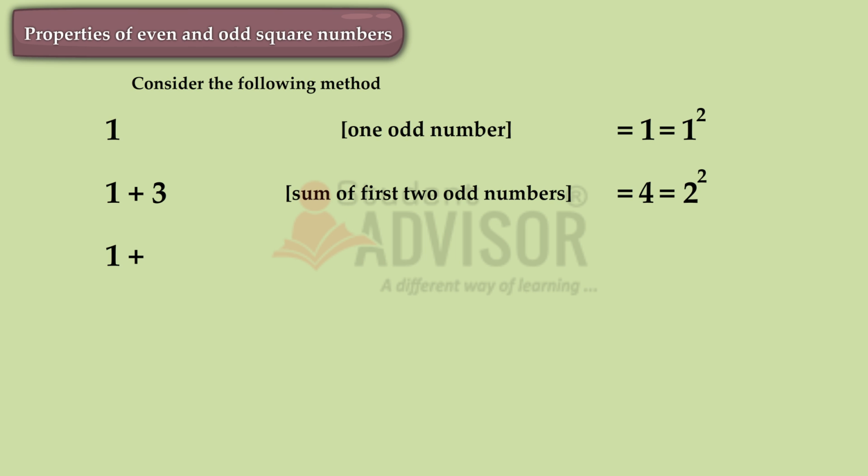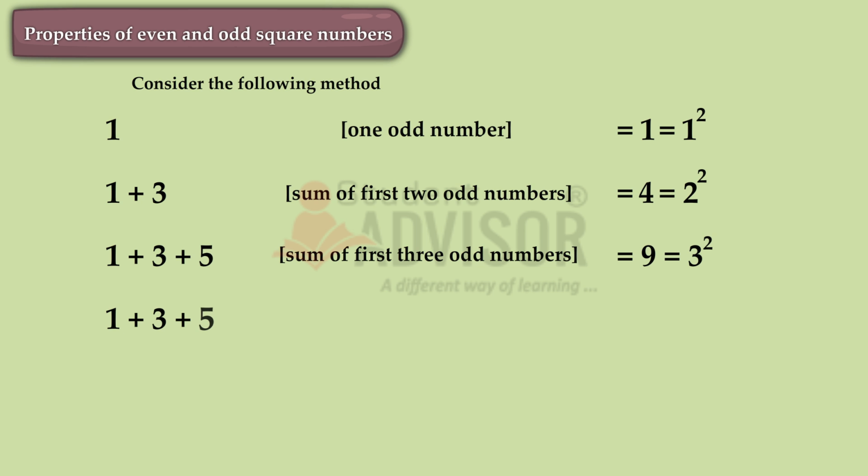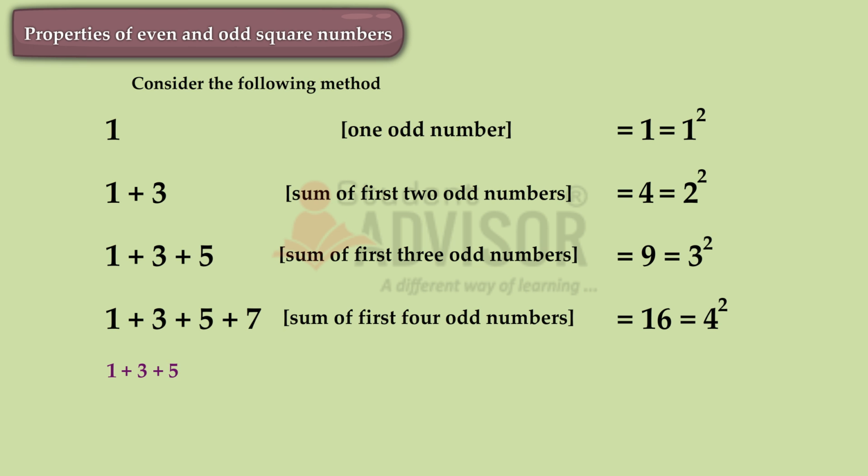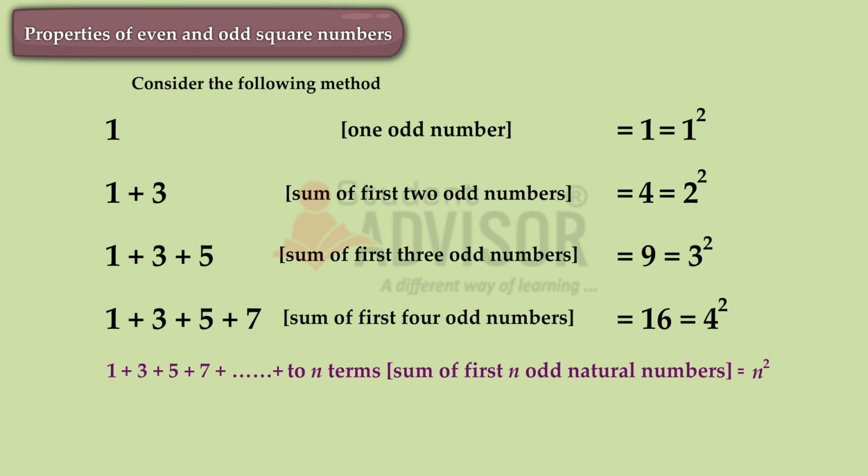1 plus 3 plus 5. Sum of first three odd numbers equals 9 equals 3 square. 1 plus 3 plus 5 plus 7. Sum of first four odd numbers equals 16 equals 4 square. Sum of first n odd natural numbers equals n square.